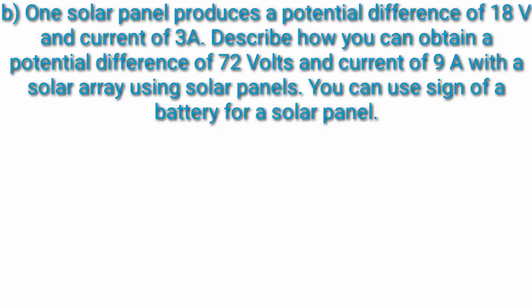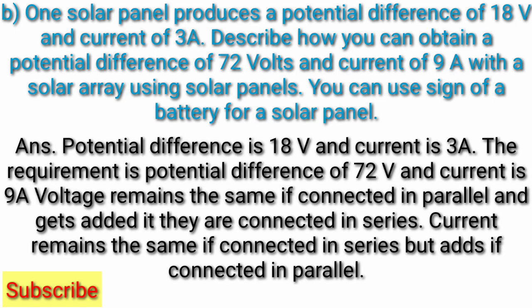Next B. One solar panel produces a potential difference of 18 volt and current of 3 ampere. Describe how you can obtain a potential difference of 72 volts and current of 9 ampere with a solar array using solar panels. You can use the sign of a battery for a solar panel. Answer. Given potential difference is 18 volt and current is 3 ampere, the requirement is potential difference of 72 volt and the current is 9 ampere.